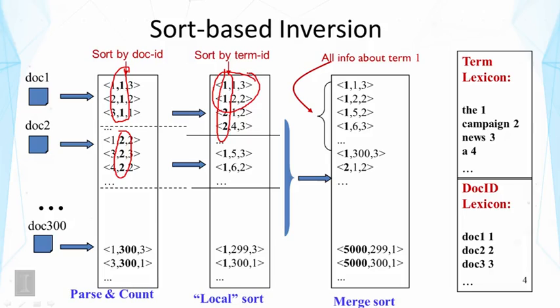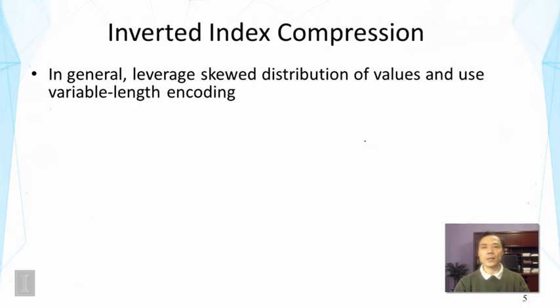And then the next stage is to do merge sort. Basically, we're going to merge them and then sort them. Eventually, we will get a single inverted index where the entries are sorted based on term IDs. And on the top, we can see these are all the entries for the documents that match term ID 1. So this is basically how we can do the construction of inverted index, even though the data cannot be loaded into the memory.